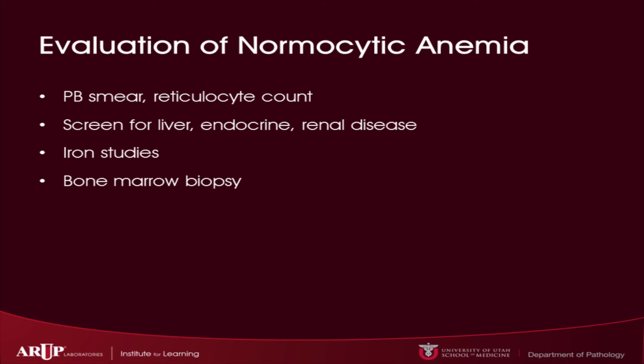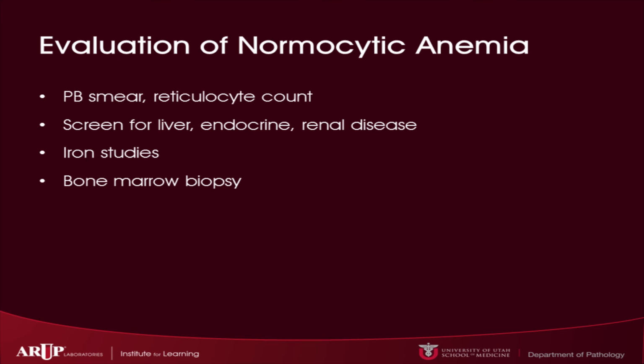For evaluation of normocytic anemia, we look at the peripheral smear and come up with the reticulocyte count. If the reticulocyte count, as I mentioned earlier, is decreased, then we need to work up for anemia of endocrine disease, renal disease, liver disease. If the reticulocyte counts are increased, that means the red blood cells are destroyed in the peripheral circulation due to various reasons. It could be some kind of viral infection, or autoantibodies against the red blood cells. So there is again a big list of causes of hemolytic anemia.